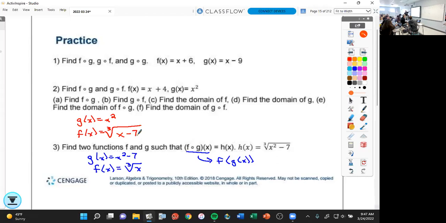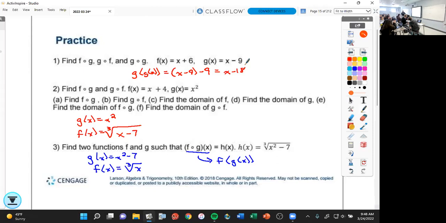Y'all feeling okay about this? How about g of g? G of g would be g of x, meaning take the g function and anywhere you see an x, replace the x with the g function, and that's okay. Okay, so the g function is x minus 9. There's an x, so I'm going to change the x to what? And that would be? Okay.